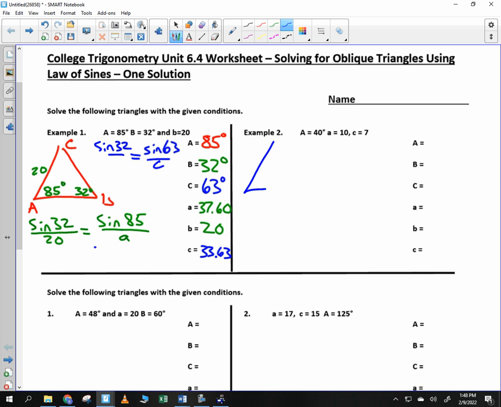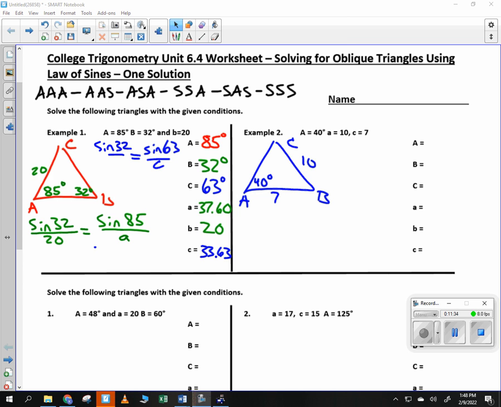If I set up this triangle and I go A, B, and C, I got 40 degrees, I've got 10, and I've got 7. I want you to spend 40 seconds and talk with your peers and decide what makes these two triangle setups different from each other.